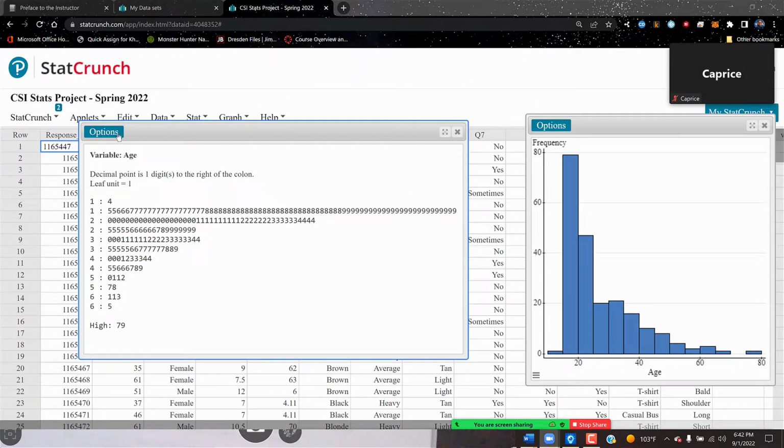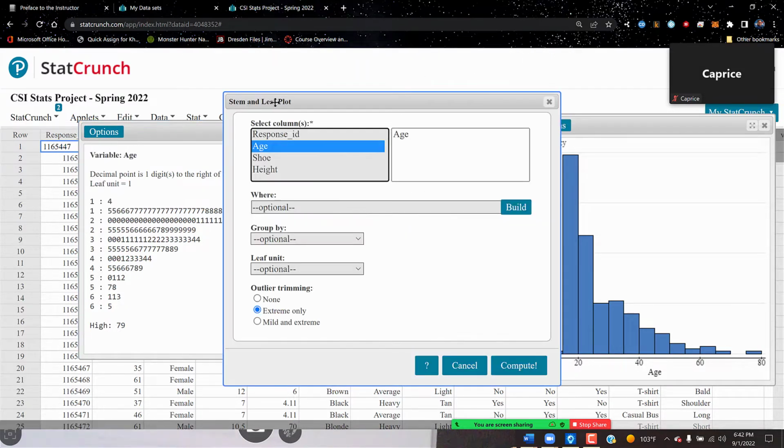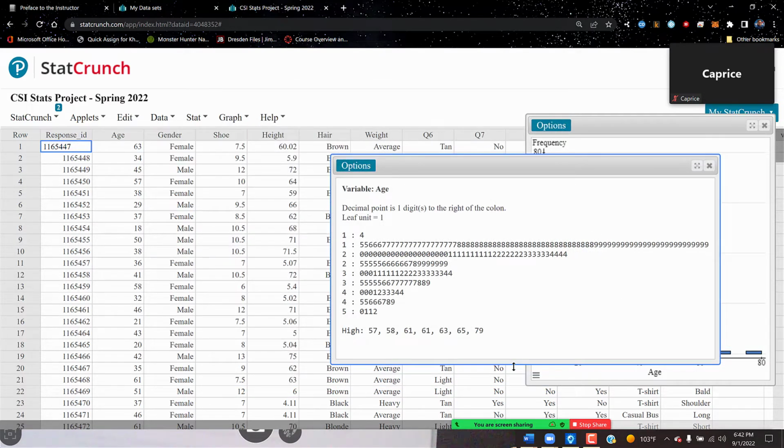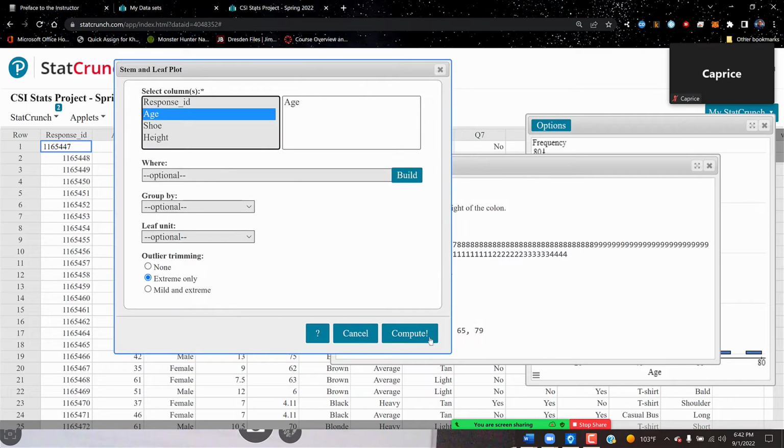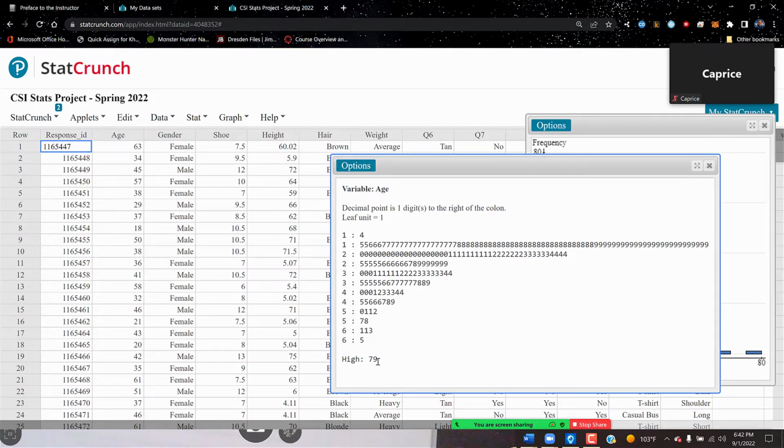Stop annotating. There we go. Stem and leaf plot. We can tell it to trim stuff. Here it trimmed a lot. It trimmed out anything over 55. That's kind of rude. We can tell it to just trim out things that are really extreme, like the 79. That one's really extreme.